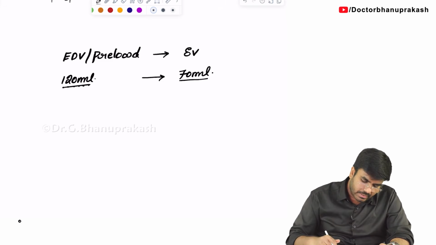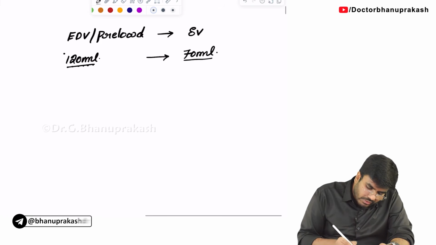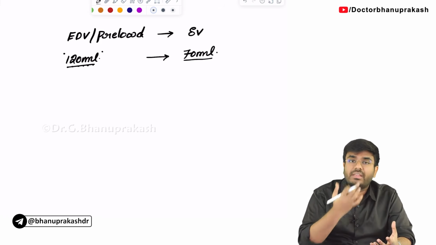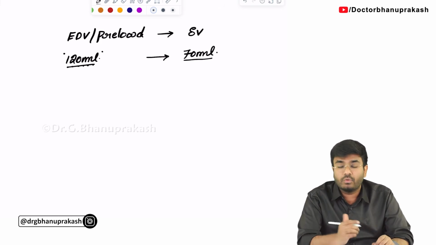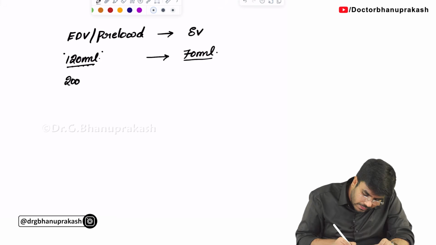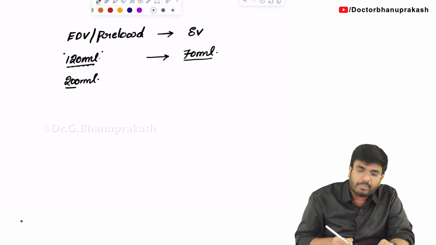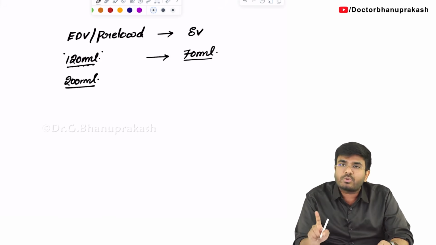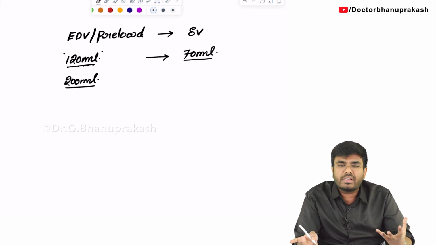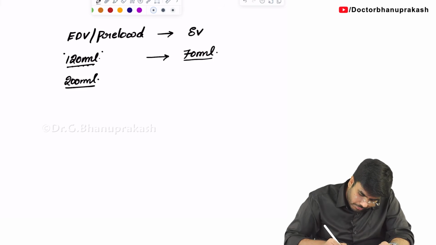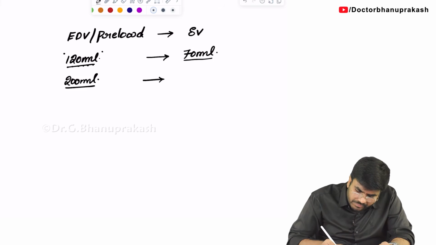Okay. Next, see, if I increase the end diastolic volume, if I increase the amount of blood in the ventricle, means instead of keeping 120 ml, now I am giving, let's say, 200 ml of blood. Now I am filling more in the ventricle. Do you think the same 70 ml is going to come out into the aorta with the ventricular contraction? No. Now more is going to come out. Let's say now maybe 130 ml or 140 ml of blood came.